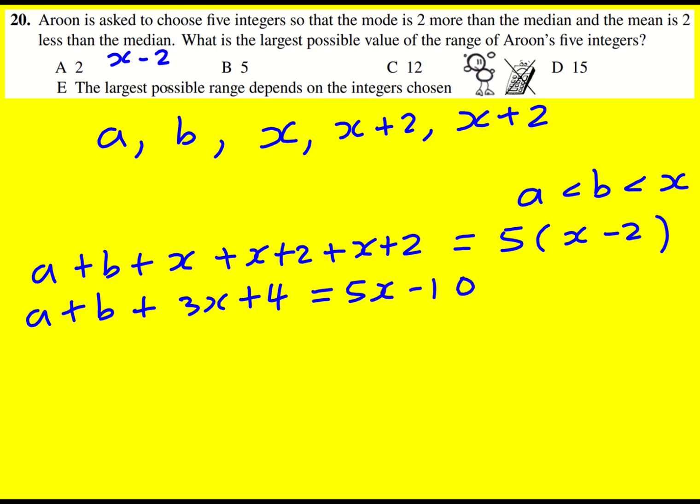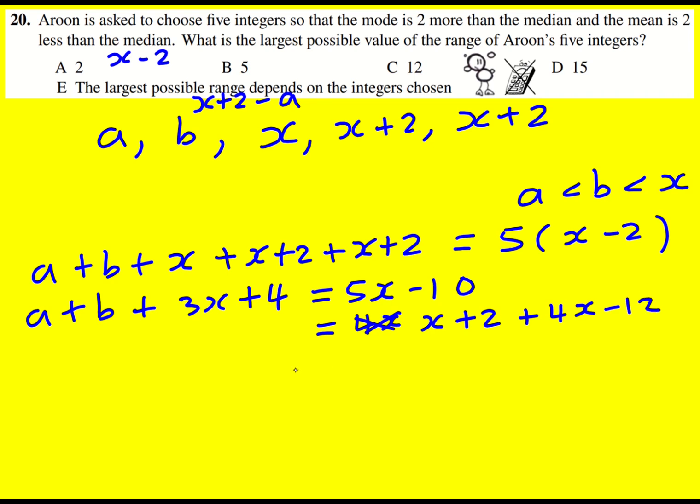And remember, I'm trying to find the largest possible range. So really, what I'm interested in is x plus 2 minus a, making that as large as possible. So let's kind of play around with that. Well, I could write this here as 4x. Basically, I want x plus 2, don't I? So x plus 2, and it's going to be 4x minus 12.